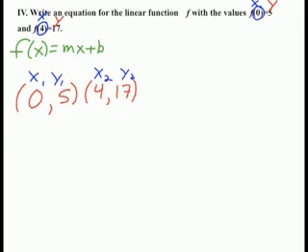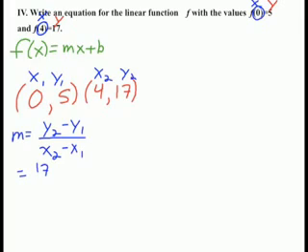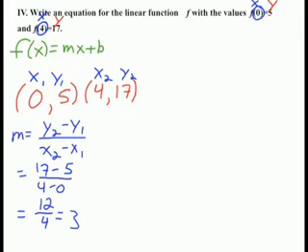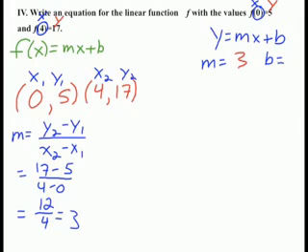So we label them x1, y1, and x2, y2. And we substitute those into the slope formula, y2 minus y1 over x2 minus x1. So we have 17 minus 5 over 4 minus 0. 17 minus 5 is 12, 4 minus 0 is 4, and 12 divided by 4 is 3. So we found the slope is 3. So since we always try to write an equation in y equals mx plus b form, we need to identify the slope and the y-intercept, and we already found the slope is 3. So now we must pick one of our points and use our slope and substitute those into y equals mx plus b to find the y-intercept.